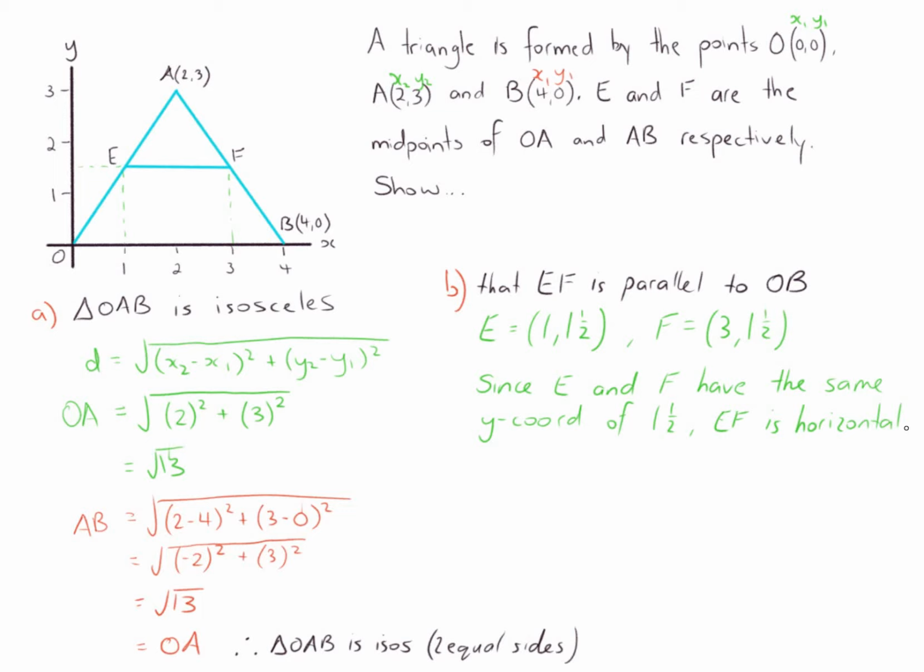Now OB is obviously horizontal, right? Because both those points lie along the x-axis. If both lines are horizontal, EF must be parallel to OB. Alright, that's our first example. Let's have a look at a second example now.